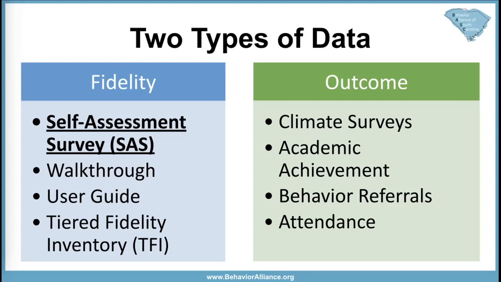The self-assessment survey falls under a fidelity measure and is a valuable tool in determining if what's actually taking place across various school settings is aligned with what is actually in place, thus measuring if our plan was done with fidelity.